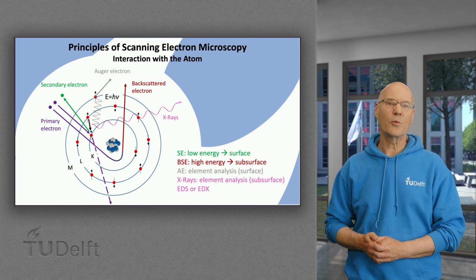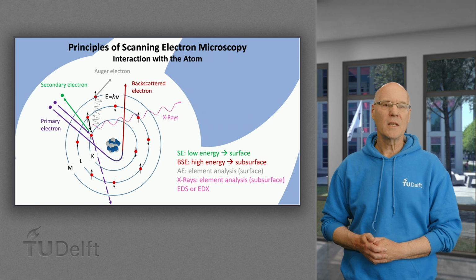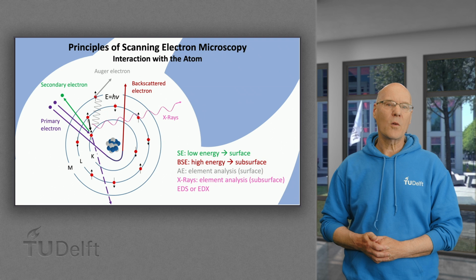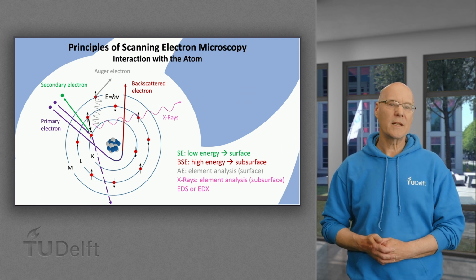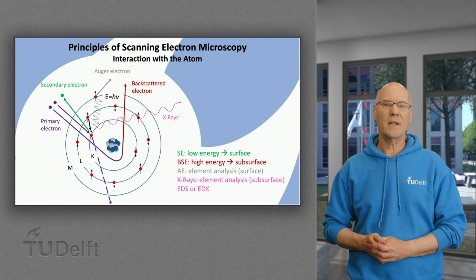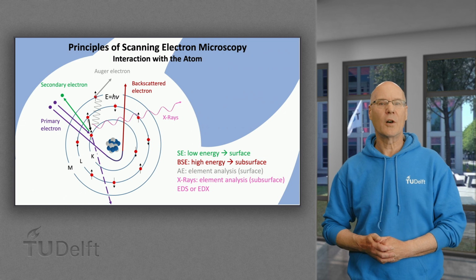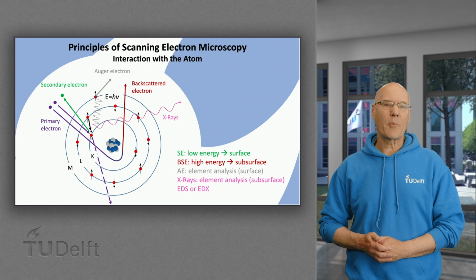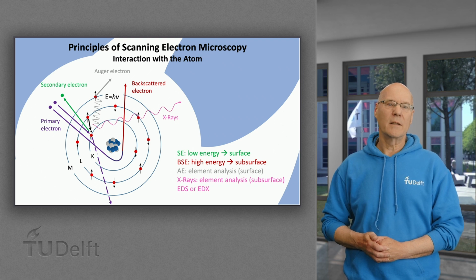It is important to realize that this radiation is element specific. This means that the recorded X-ray spectrum is a fingerprint of the element present in the sample. Even the intensities of the X-rays give an indication of the concentration of the elements present in the sample. This typically happens in the subsurface area.